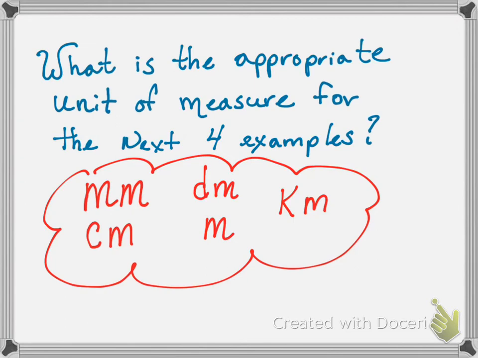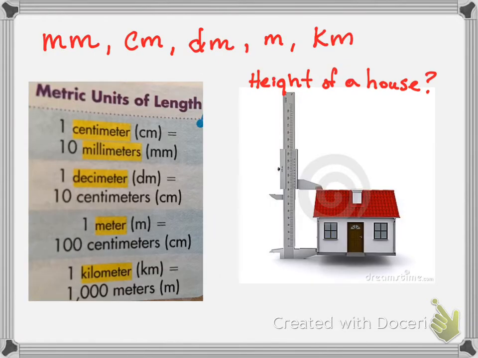So we're going to look at the next 4 examples, and we're going to see what the appropriate unit of measure would be. Would it be millimeters, decimeters, centimeters, meters, or kilometers? The first example is the height of a house. How would we measure the height of a house? Would we measure it in millimeters, centimeters, decimeters, meters, or kilometers?